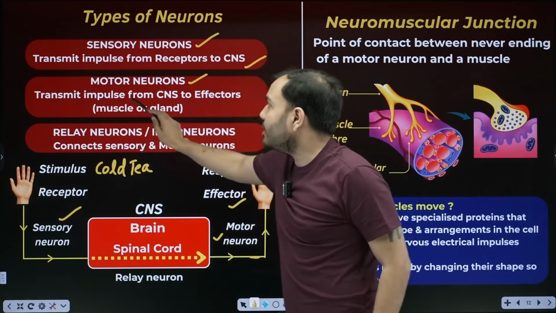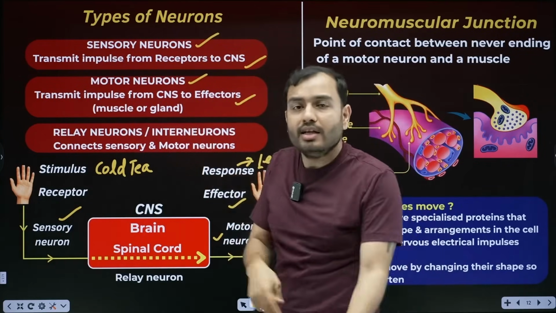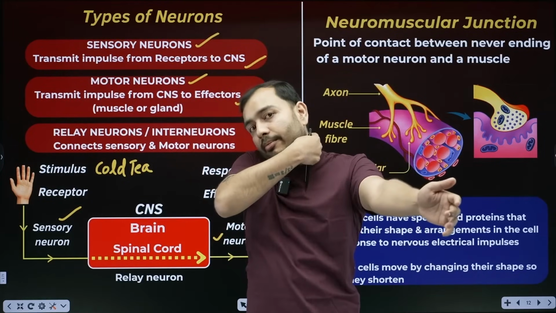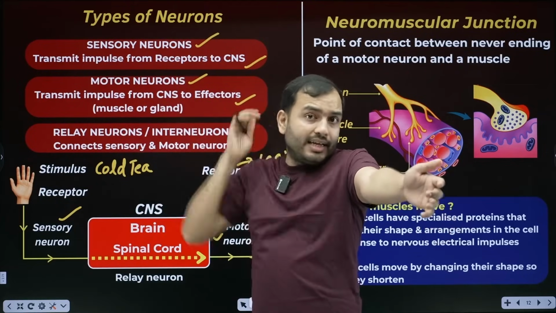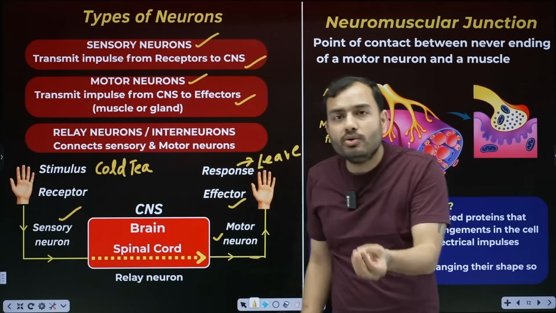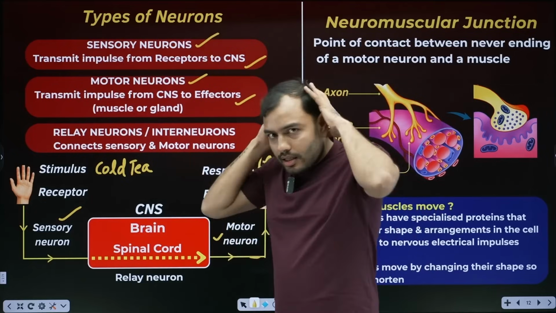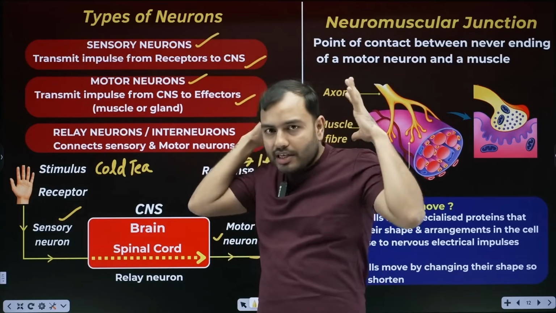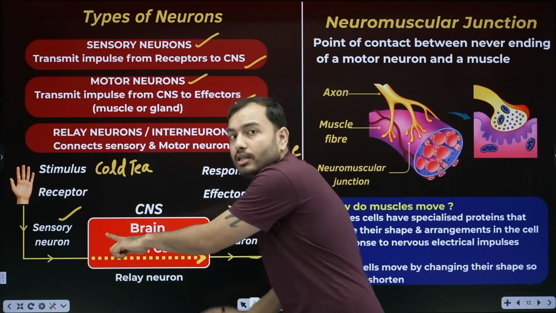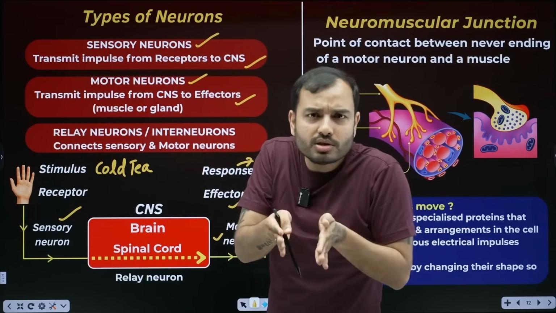Motor neurons transmit impulses from the central nervous system to effectors, which can be a muscle or gland. Did you understand? Sensory, which takes information from the receptor to the CNS. Motor, which takes the impulse from the CNS and comes where? To the effector. There is a third one, relay neurons or interneurons. The name itself, inter, means middle. Now within our central nervous system, the brain and spinal cord, there are also some wires. These wires, which connect the sensory neuron and the motor neuron, are called interneurons, in-between neurons, or relay neurons.